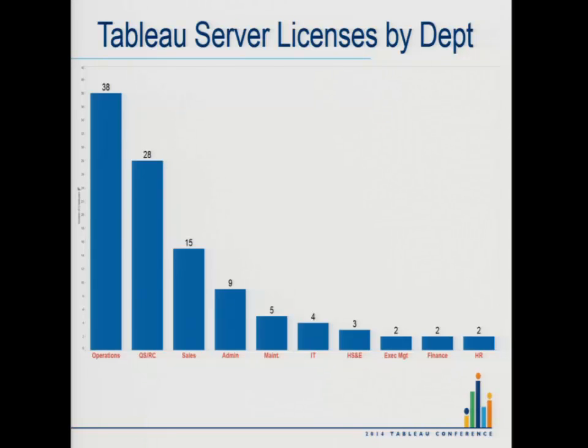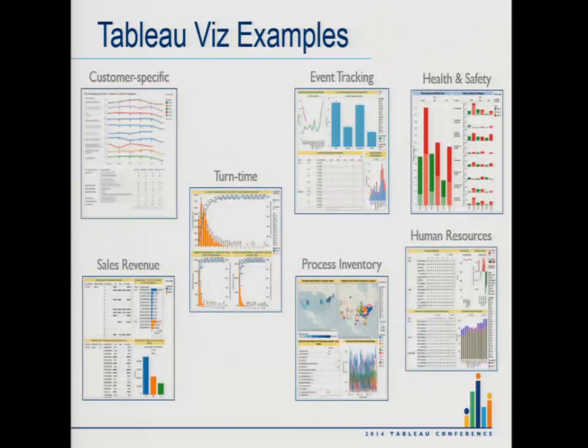Health and safety and finance and human resources are also using it as well. Here are some examples, and I'll show you actual examples of these afterwards. In fact, for those who are from Johnson & Johnson, this one up in the corner here is actually a Johnson & Johnson chart that we use to track different divisions of J&J, what the volumes are, and where they're at in the plants and that kind of thing.